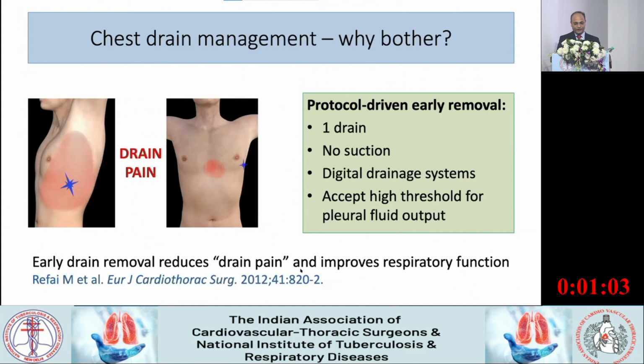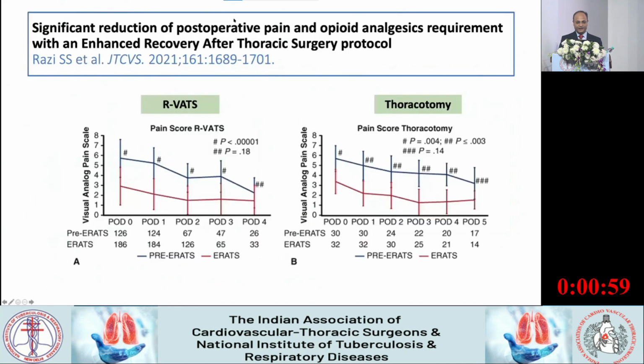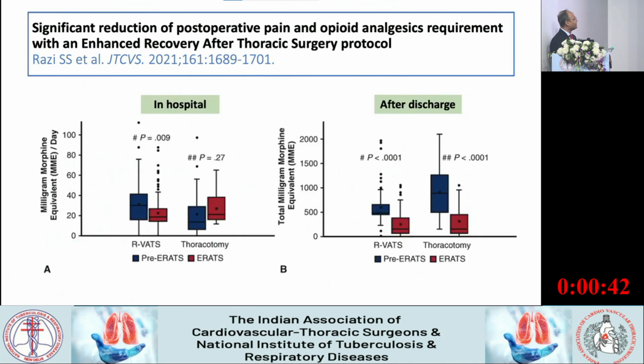Early drain removal reduces drain pain and improves respiratory function, which has been very well documented in a variety of studies. This study looked at robotic, VATS, and thoracotomy. With the implementation of VATS, there is a significant improvement in the pain scores, and significantly less use of opioid medication after discharge in both groups, VATS as well as thoracotomy.